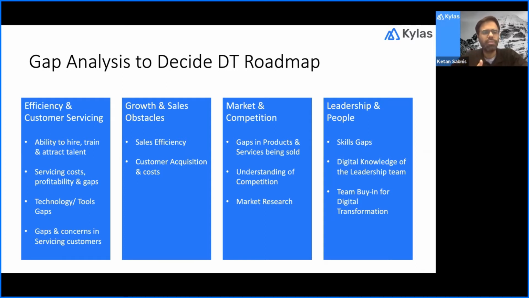Looking at the efficiency and customer servicing angle, what are the gaps there? Looking at growth and sales obstacles, looking at market and competition. So this is an outward facing approach. And then again, inward, where you look at your teams, leadership, people, all of that. So efficiency and customer servicing, what all can you consider out here?